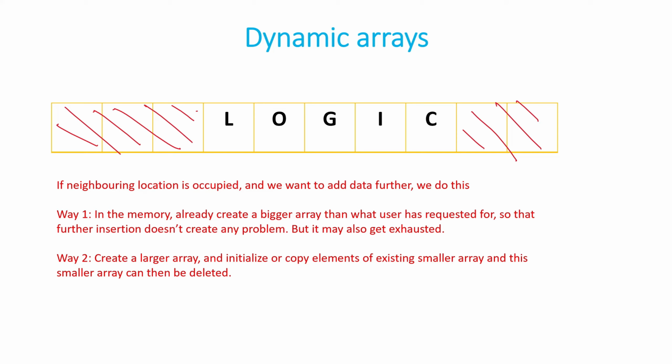So if you want to store heap after it, to make Logic Heap, you'll create another array of bigger size and copy the already existing contents, which is Logic, into the bigger array, and then this small array can be deleted. These are called dynamic arrays, which you create when you're running out of space. At runtime only you are going to create a bigger array. That's why these are called dynamic.